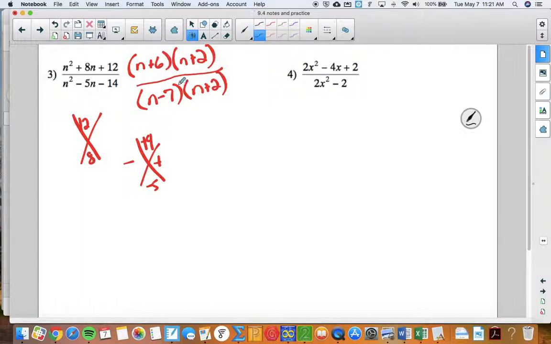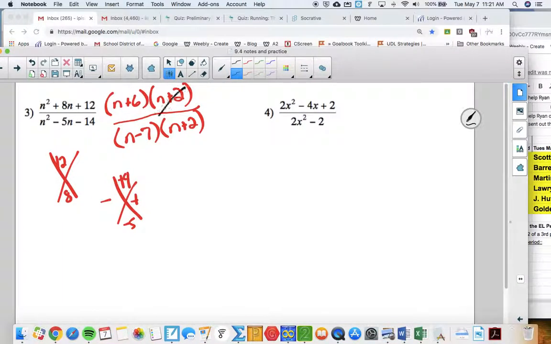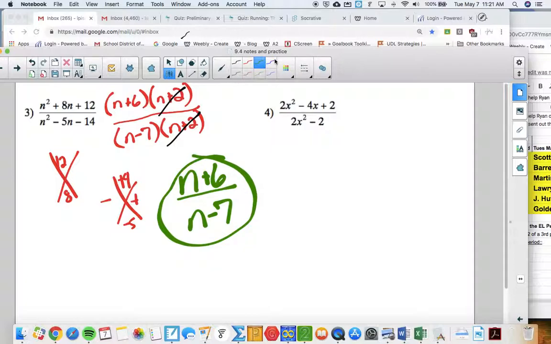And we have a common factor here with our n plus 2's. So let's cancel that out. So here is our final answer. And yes, you should rewrite it. N plus 6 divided by n minus 7, final answer. Alrighty, number 4.